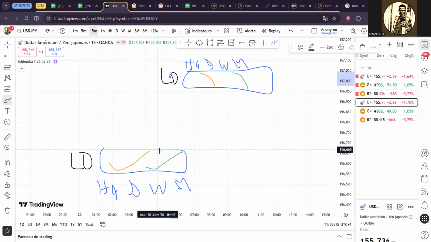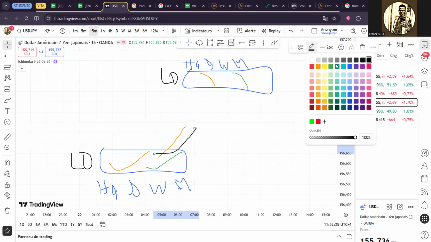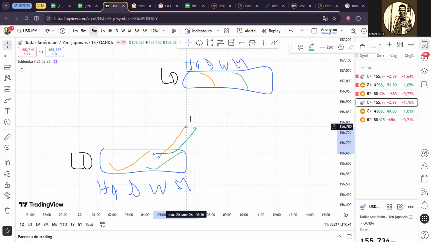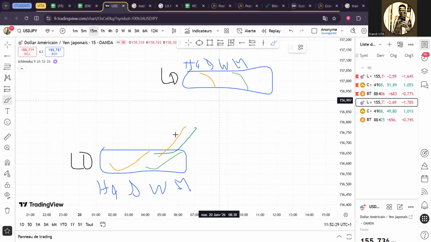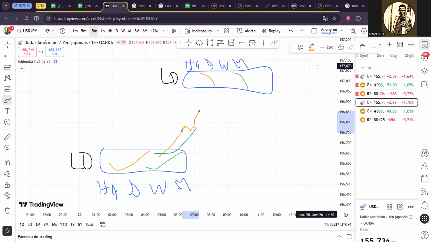But when the linear orientation is already finished, you need to look at TK cross like this. When TK cross is happening, even if Tenkan is bending to the downside here, don't start to be afraid that the movement is not playing out, because Tenkan is not a blocker. It's just an orientation. It's a voluminal orientation. The blocker is saying that the price is moving from a blocker to another blocker. That's how the price is moving.